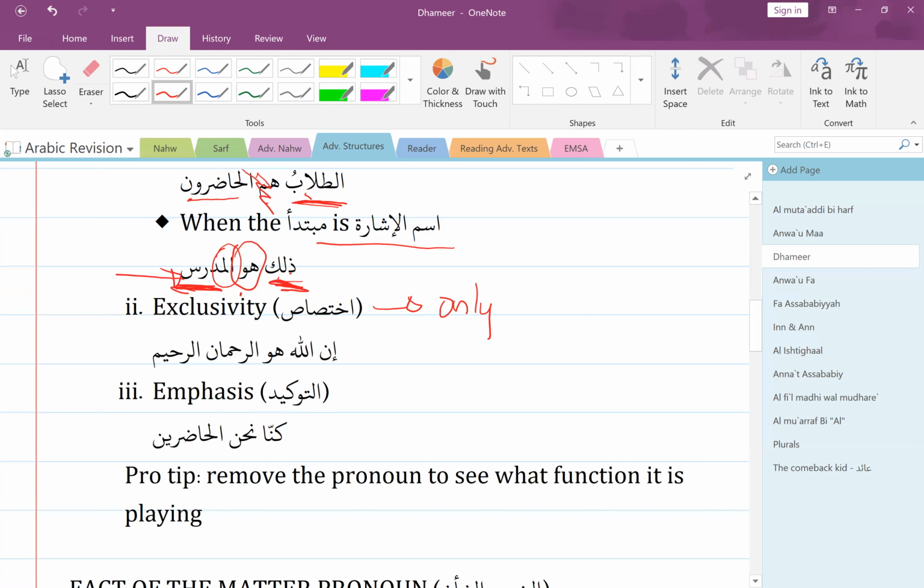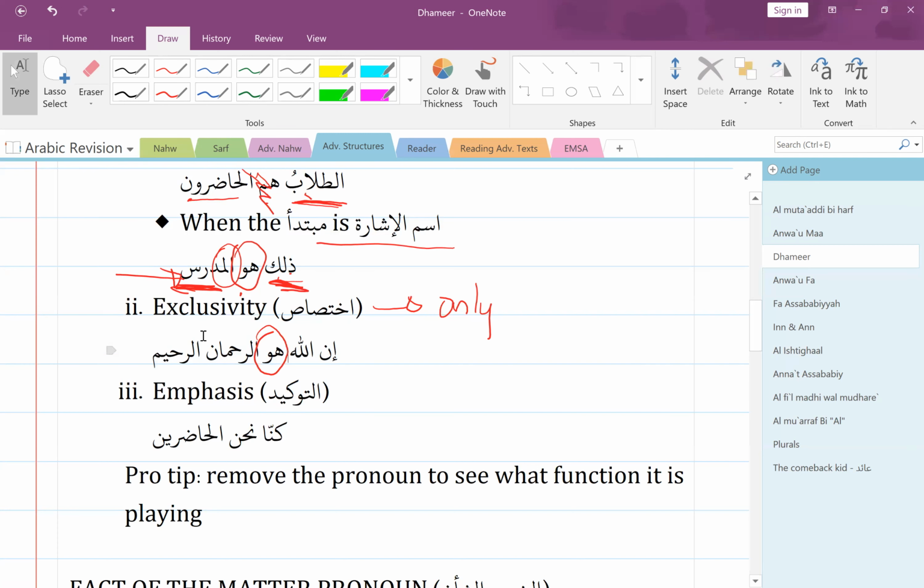For example, if I say inna allaha huwa ar-rahmanu ar-rahim, certainly Allah, He is the only ar-Rahman and He's the only ar-Rahim. So by using this huwa, I'm exclusively declaring that the attributes of ar-Rahman and ar-Rahim belong only to Allah. Because I could say inna Allah ar-Rahman ar-Rahim, but by using the huwa, I am adding ikhtisas into the meaning.